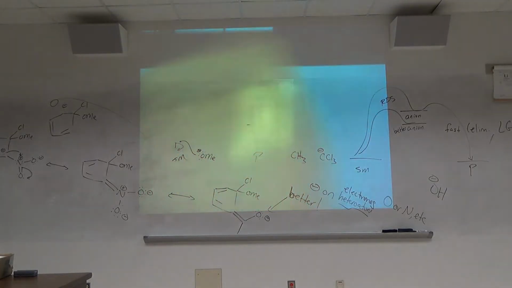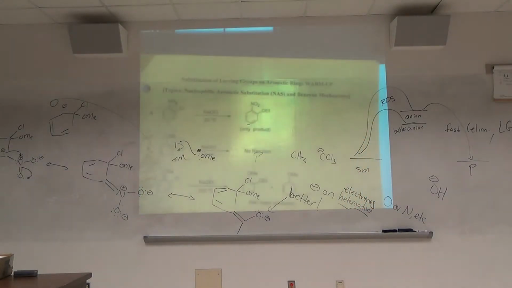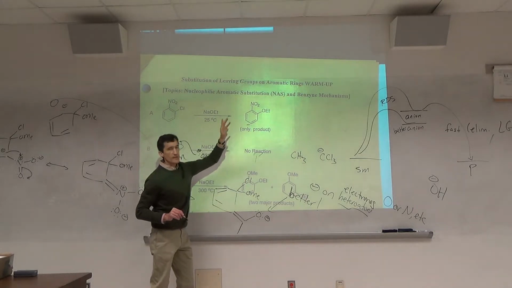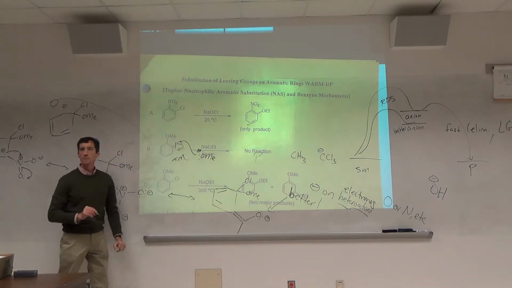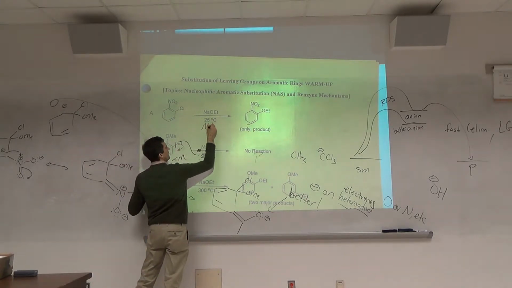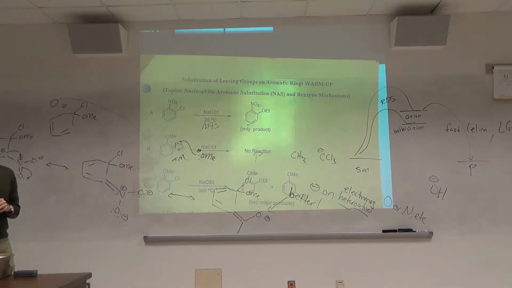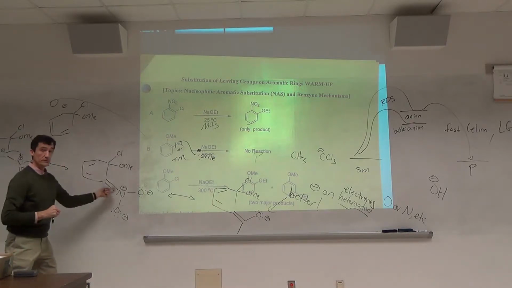Okay, let's look back at the warm-up page. Does it make sense now? First one. You take this, react with sodium methoxide. You can easily replace this chlorine. By what mechanism? NAS. Is that chlorine activated for nucleophilic displacement? What activates it? The presence of the nitro ortho or para to it. Then you can do your mechanism. You can show the resonance structure.